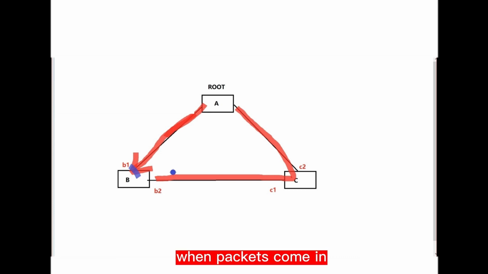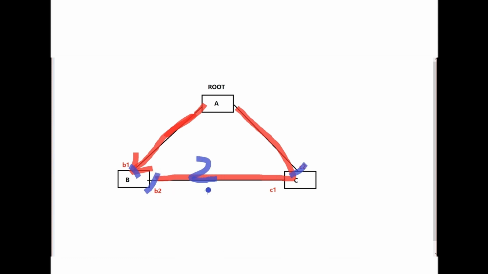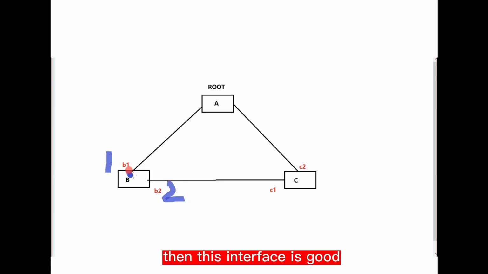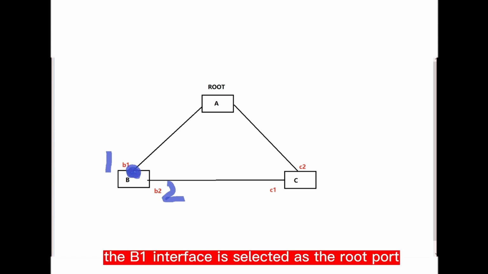When packets come in, there are two interfaces. Here it is 2. For device B above, the RPC of the B1 interface is 1, and the B2 interface RPC is 2. We take the smaller value, so this interface is better. The B1 interface is selected as the root port.